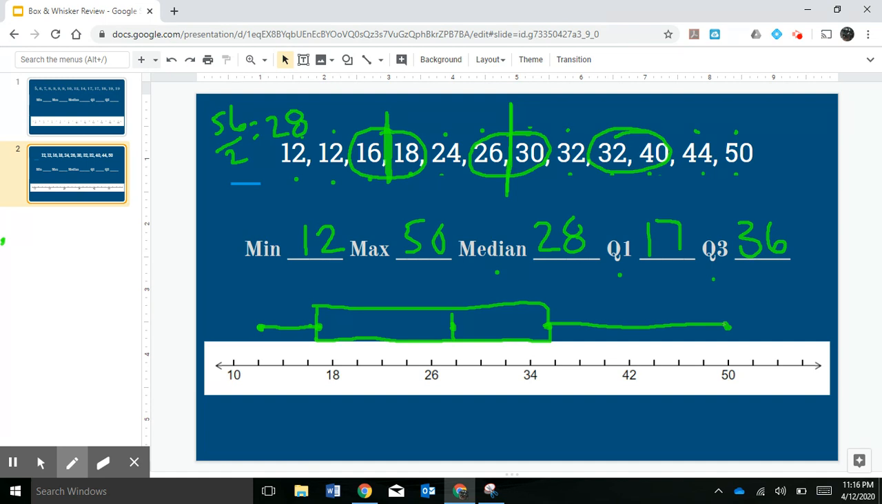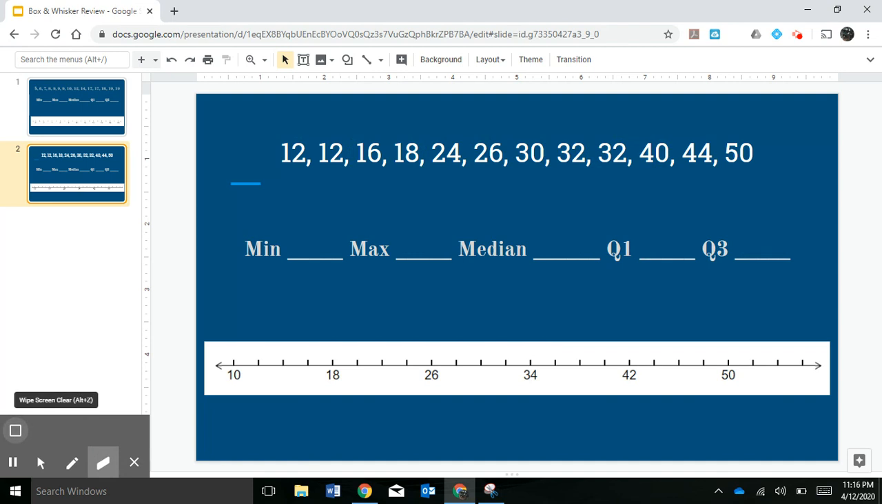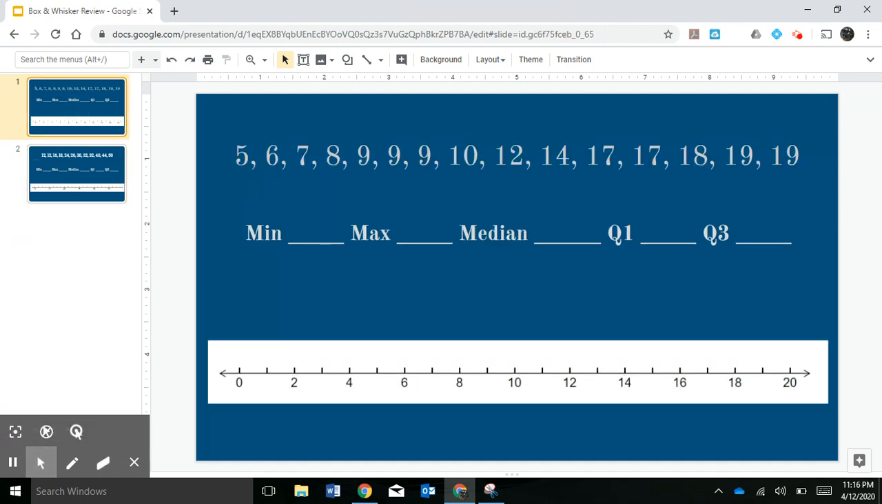Now, I've got another one here. When it's an odd amount of numbers rather than an even amount, sometimes it's a lot easier. If we started doing this with the 5 and the 19, 6 and 19, and did the work all the way through, until you see that there's nothing left except the 10, that means 10 is my median.